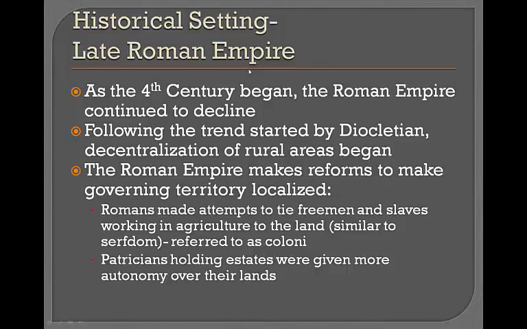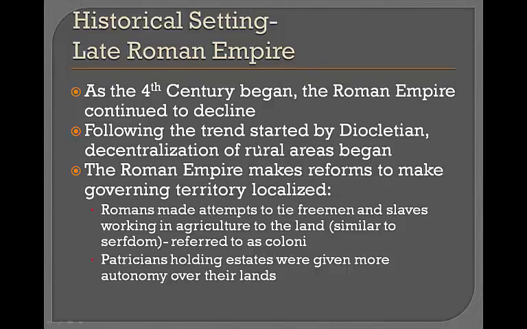Proceeding from Diocletian's initial decentralization, subsequent emperors decided they would try to decentralize the empire further. You do this by giving local lords, those patricians, there's two classes of people in Rome. Patricians are the noblemen, plebeians are your common folk. Giving the patricians as much autonomy and power to govern their own land as possible.